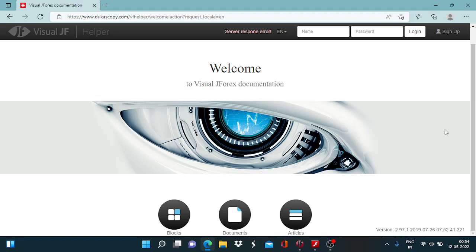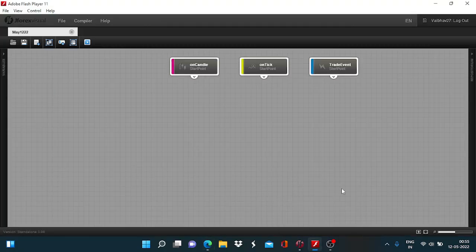I'm Vaibhav. I welcome all of you to today's session of Visual JForex in which we will be starting afresh with a new indicator. The name of the indicator is Zigzag, and as you can guess from the name, this indicator is derived using the swing high and swing low values. Whenever there is a substantial move in the underlying instrument, we get this formation which we can utilize to look for the optimum trade entries.